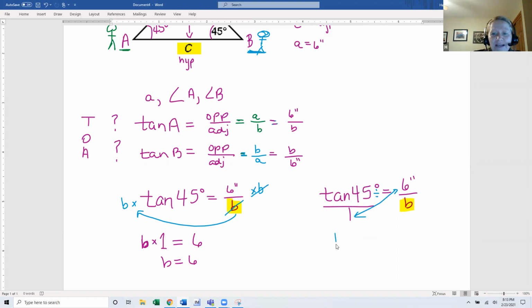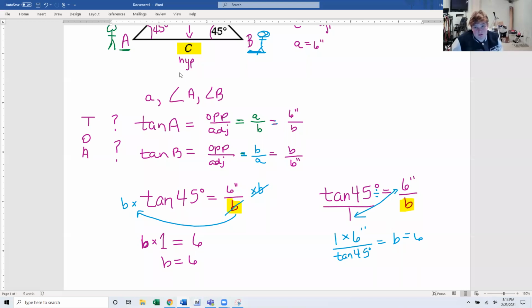So I'm going to write that down. I could take 1 times 6 divided by tangent 45. Magically, we'll get b, and we'll also get 6. All right, so all we're doing is creating a proportion there. So if you like that method better, you can do whichever one of these you like. Doesn't matter to me. So b would be 6, right? Yep, b is 6.